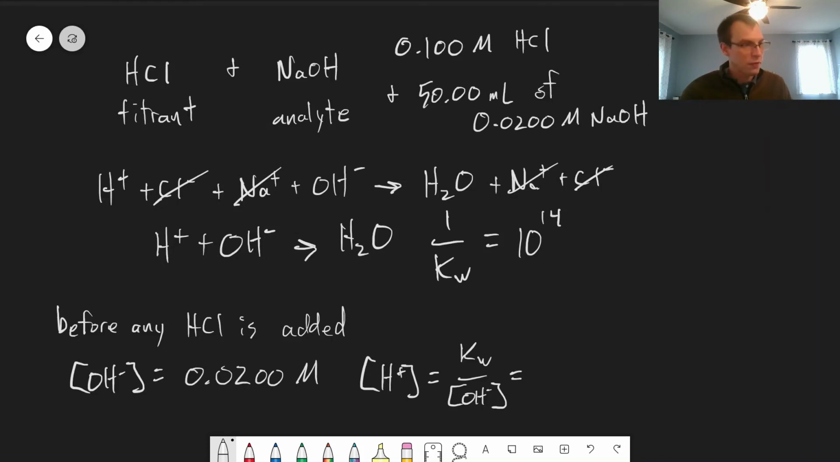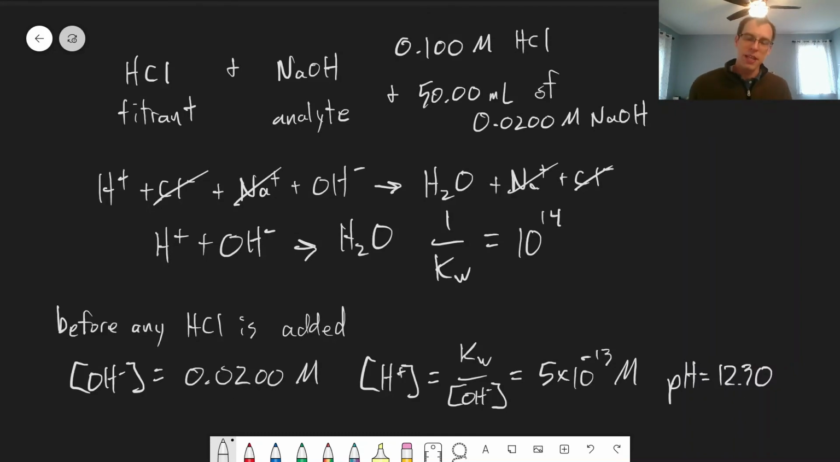And if we plug in the values there, we'll get 5 times 10 to the minus 13, a very small number as we'd expect because this is a very basic solution. It's a solution of strong base. And that gives a pH of 12.30. So that's our starting point.